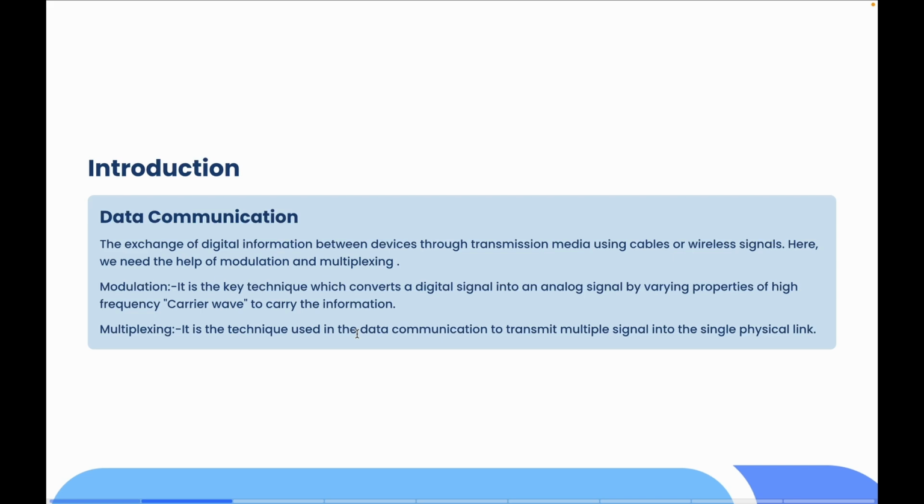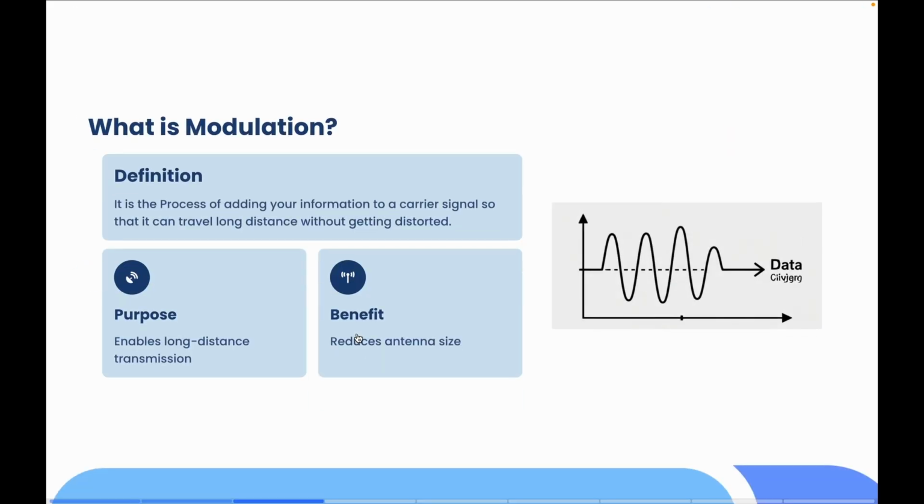Let's go deeper into understanding modulation. Now, what is modulation? It is the process of adding your information to a carrier signal so that it can travel long distances without getting distorted. The purpose of modulation is that it enables long distance transmission, and its benefit is that it reduces antenna size.